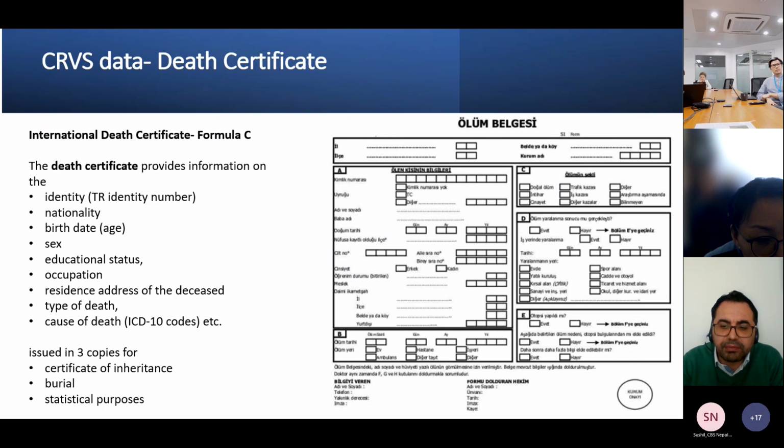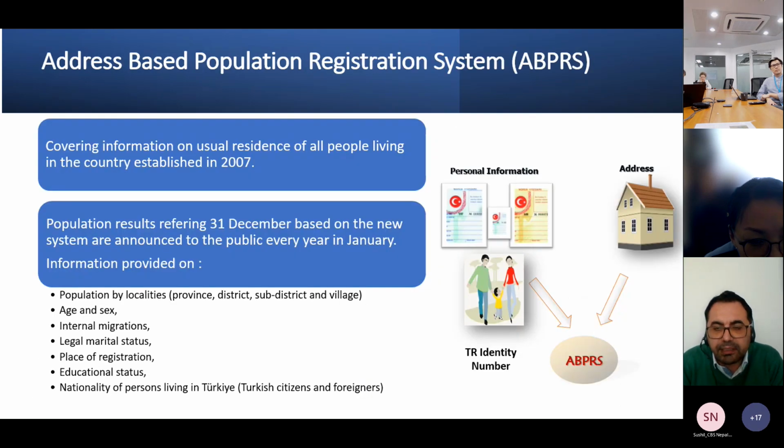Therefore, if there is missing data in IDES, it can be complemented by data integration of these two systems, IDES and the address-based population registration system, with the common key variable, the identity number of the Turkish people.